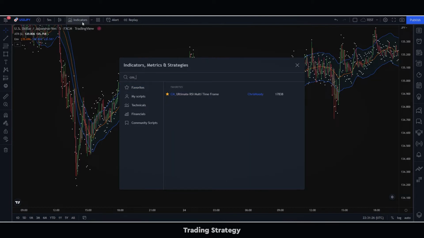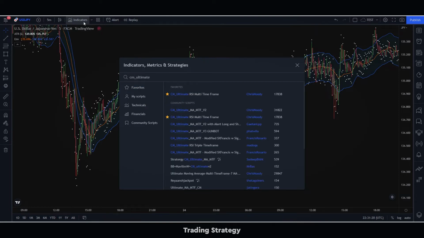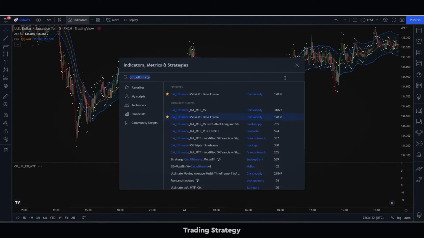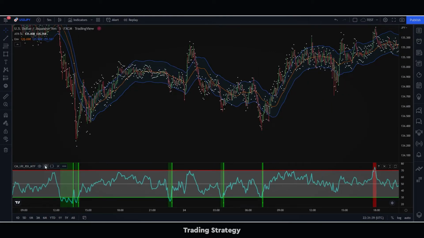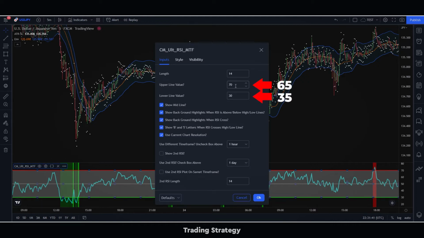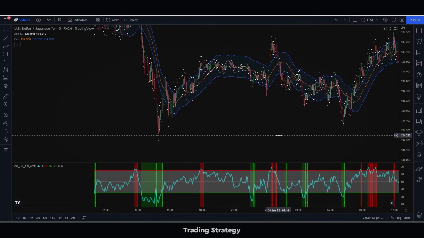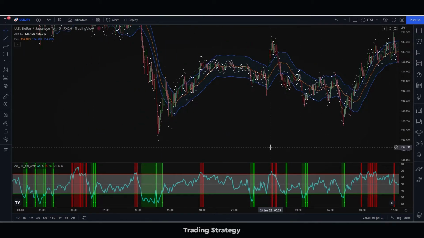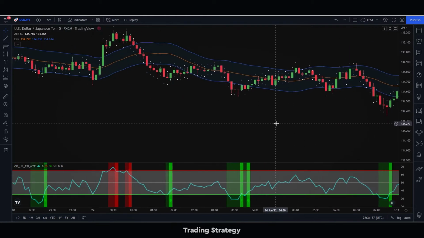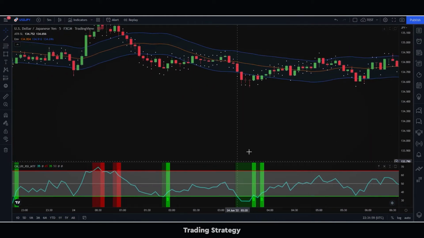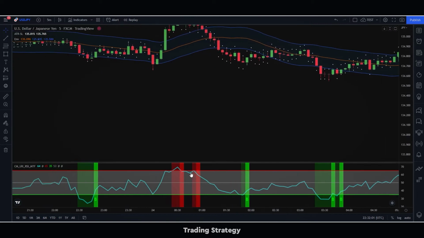Finally, we will select the modified RSI with the name of Ultimate RSI. In the settings, we will change the overbought and oversold levels to 65 and 35. This RSI, unlike the normal RSI, shows us with red or green stripes when it enters the overbought and oversold level, and it shows us with a stronger red or green stripe when it breaks out of the overbought or oversold level. The latter is what interests us.